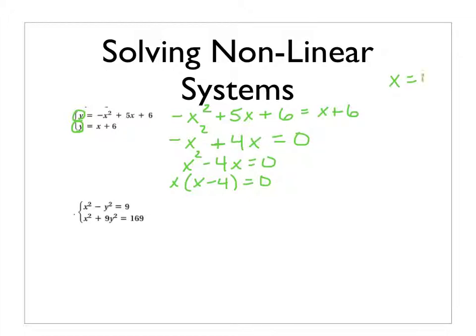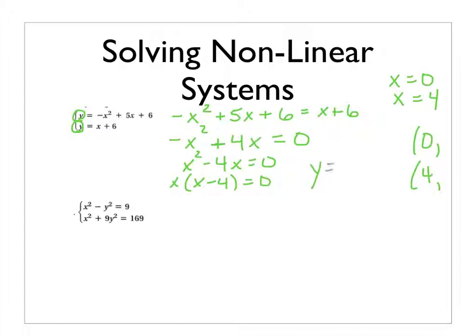X is 0, and x is 4. So that means I have two different ordered pairs. One of them is 0 something, and the other one is 4 something. And what you're going to do in order to find what that something is for the ordered pairs, the y values, is you're going to plug the x in and find the y.